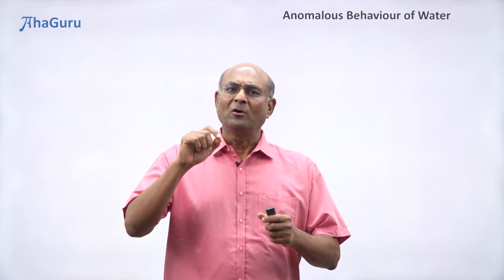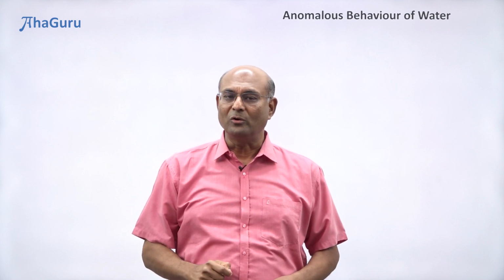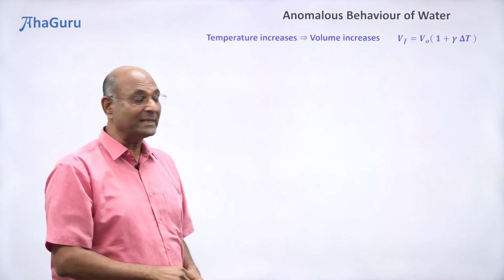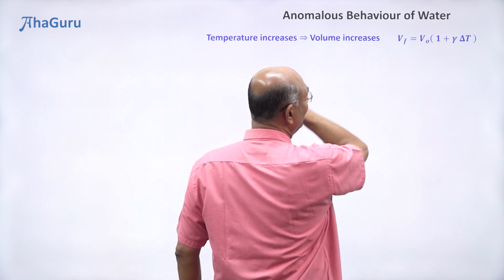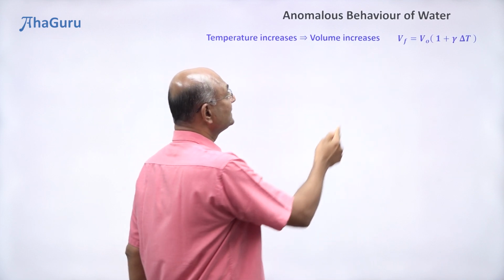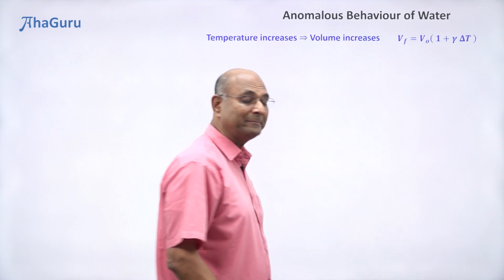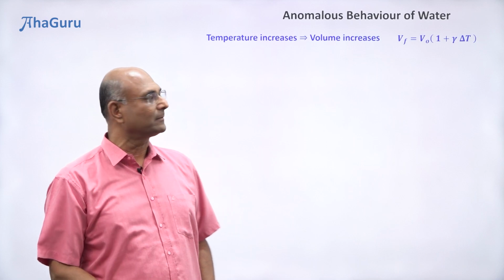Okay? So, first of all, let us look at what normal objects do when you increase the temperature. You know that when temperature increases, volume increases. In fact, we know that the final volume of an object is equal to the original volume V0 into 1 plus gamma times delta T. What is gamma? The coefficient of volume expansion.